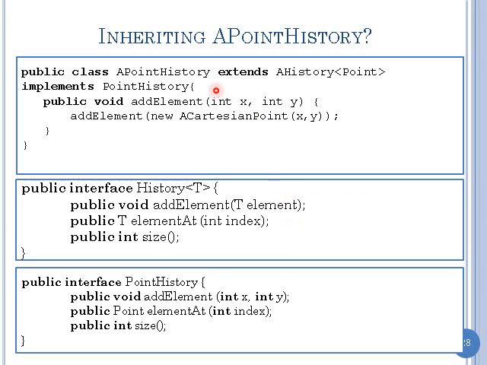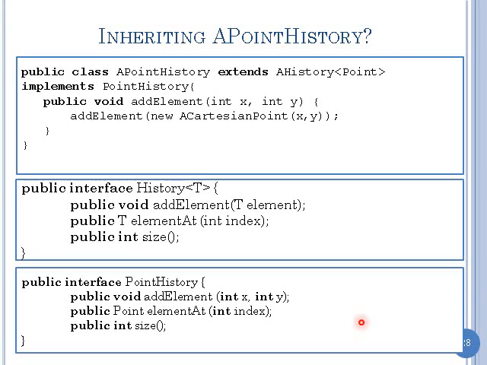what am I really doing here? I'm implementing two interfaces, right? I'm implementing point history, and I'm implementing history with point. Okay? The size method is the same, it's a set. Element add is the same. Now I've got two add elements. One that takes point as an argument, and another that takes x and y. So is that what you were saying has happened?